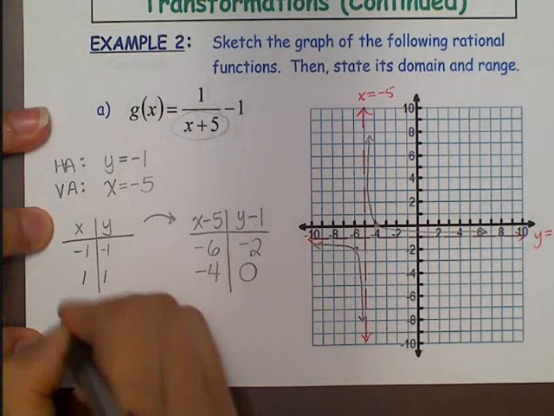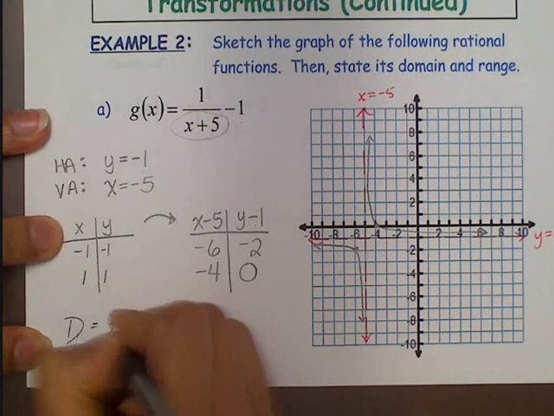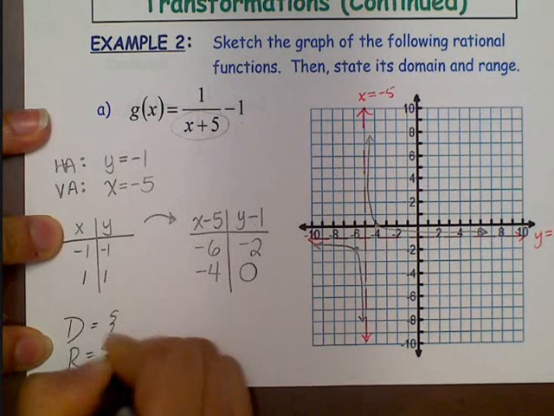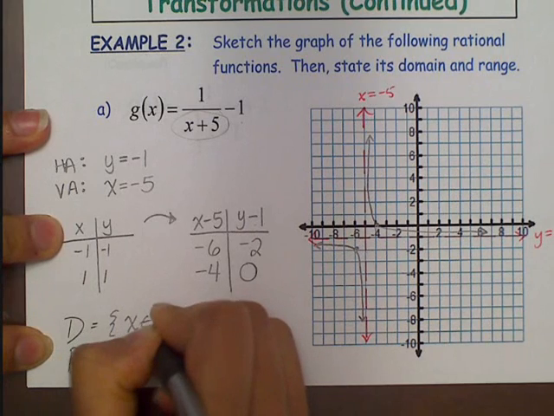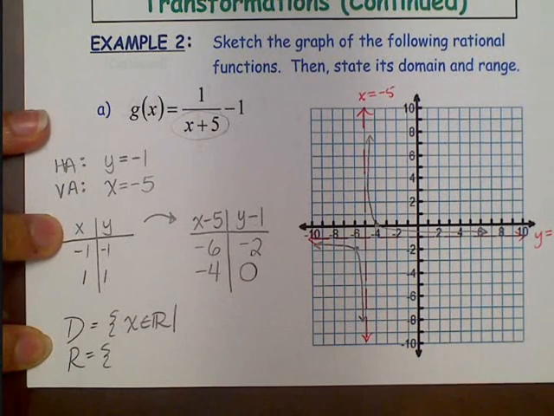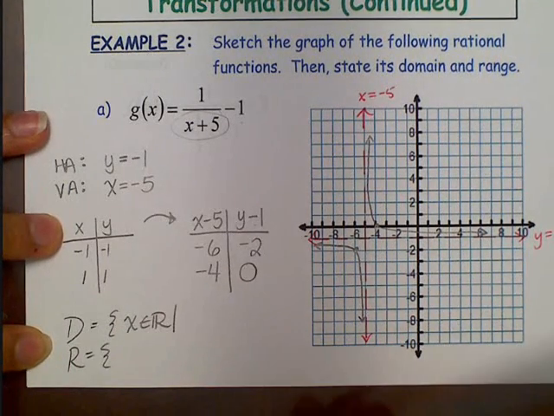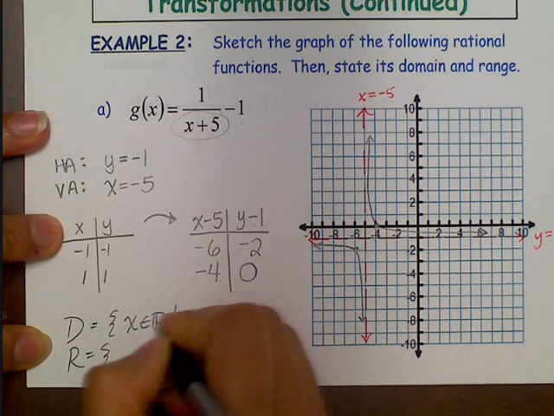In terms of the domain and range, they depend on where the asymptotes are. I'm going to start by writing x as an element of all real numbers, such that the only restriction on the value of x is that x cannot be equal to -5, because we have an asymptote there.